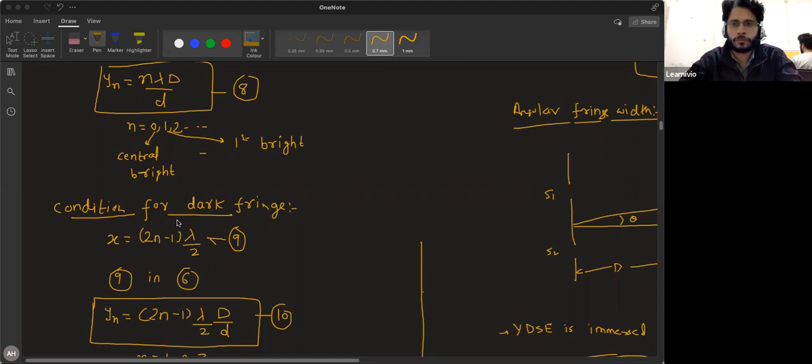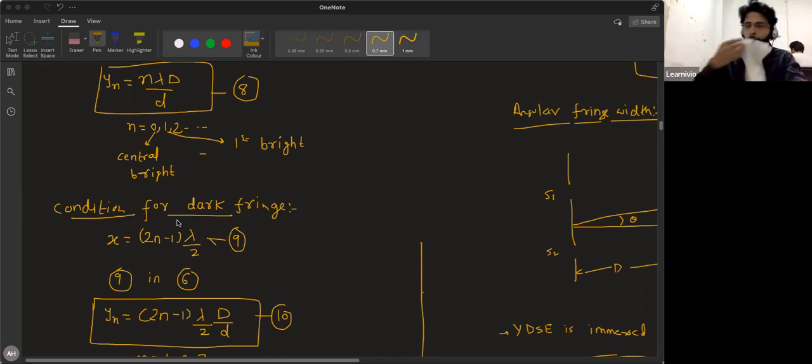Sir, what will happen if the size of the slits are not equal? If the size of the slits are not equal, then nothing will change. If the size of the slits is not equal, that means the intensity of the two waves will be different. You will have bright and dark fringes.